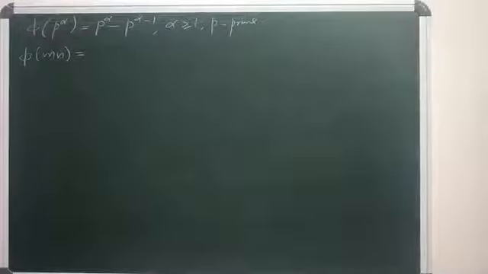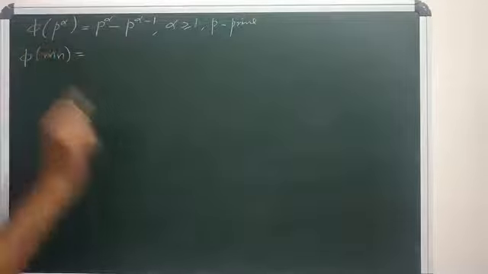Dear students, in the previous class we were discussing the properties of Euler-Totient functions. What is an Euler-Totient function? We know that the Euler-Totient function phi of n is the number of positive integers less than n and relatively prime to n.